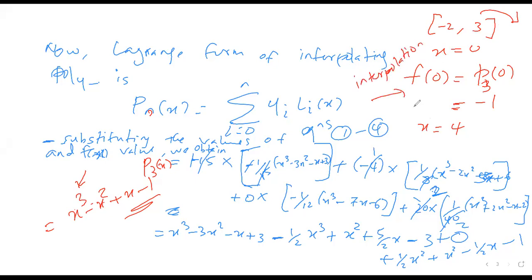If you put an outside value for the variable, we call it extrapolation. So if you put x equal to 4, what do you get? F of 4 is 4 to the power of 3 minus 4 squared plus 4 minus 1. So what is the answer?